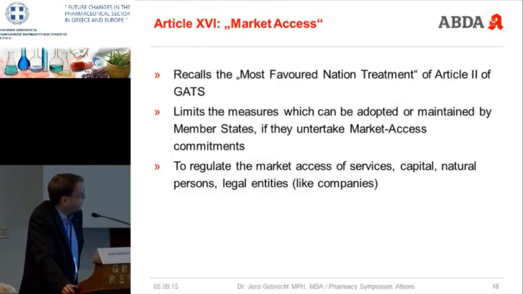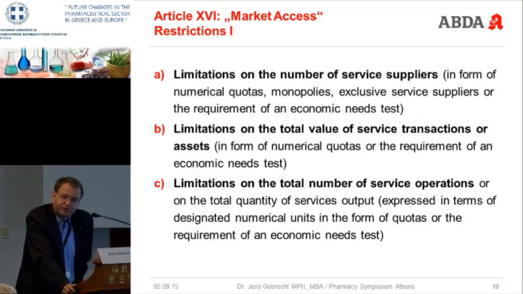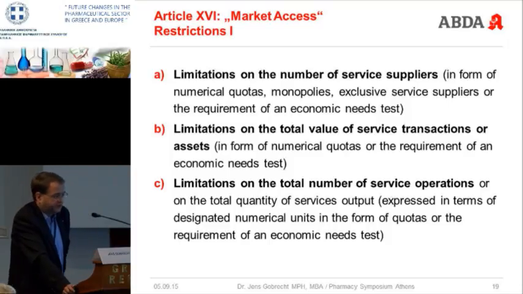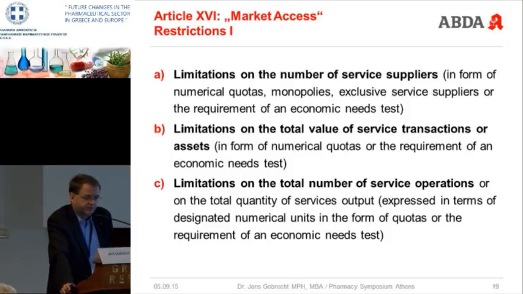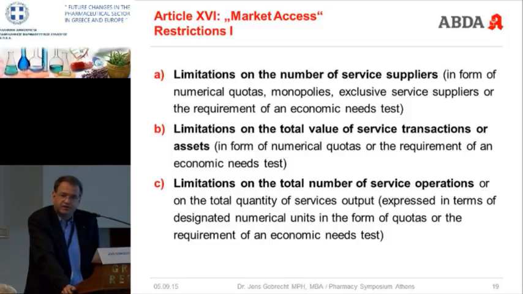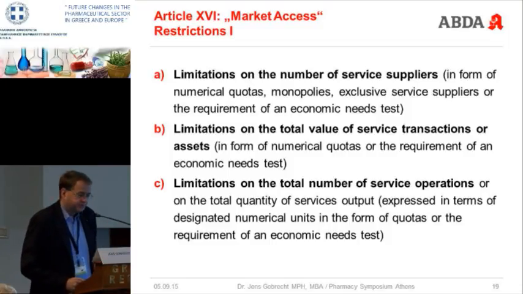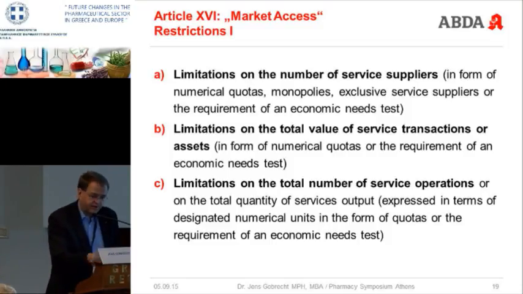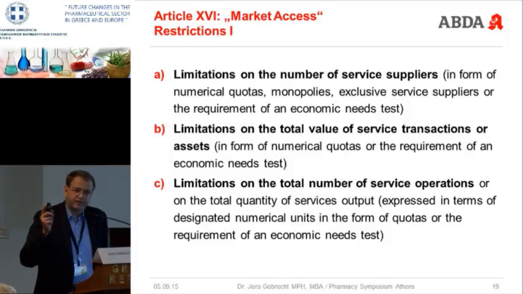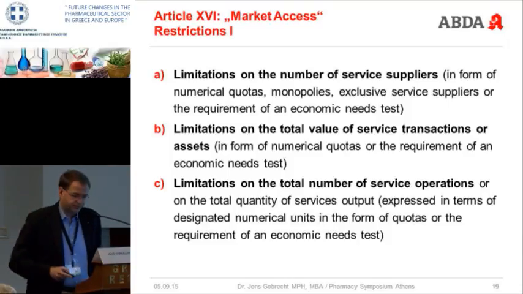Now it's getting really interesting, because here I said it limits the measures which can be adopted or maintained by member states. For what? For example, for steering a health system. So what are these measures that you can restrict? And here is the example of the measures according to the WTO GATS.